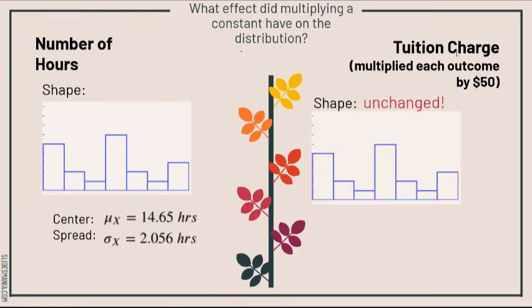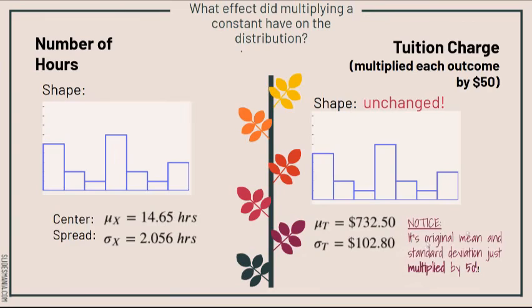Here's the shape if we look at tuition charge. So shape doesn't change. Center and spread do. So we'd look at how they change. Well, it's changed by multiplying by $50. So its original mean and standard deviation were just multiplied by 50. And they were both multiplied by 50. So if we looked at where this histogram would be, it would just be moved to the right.